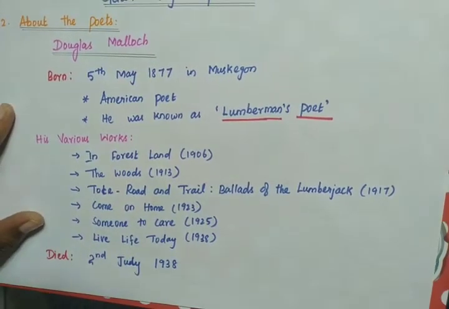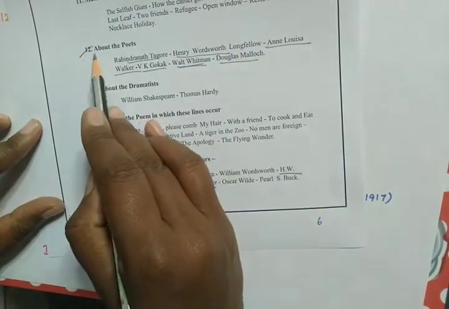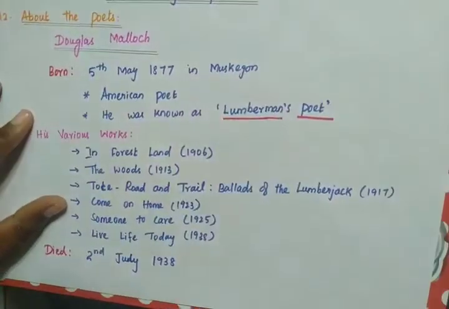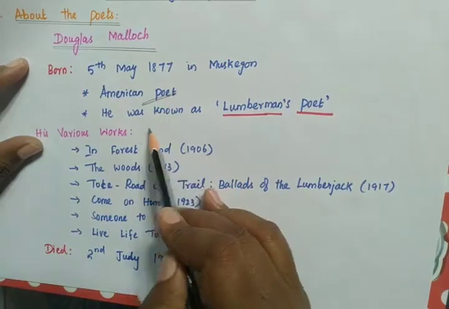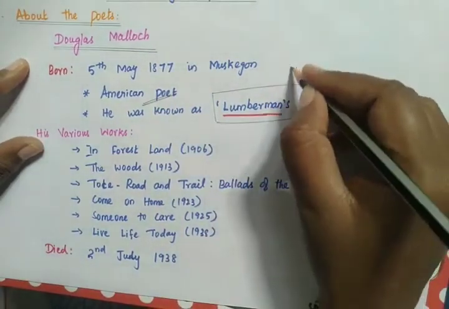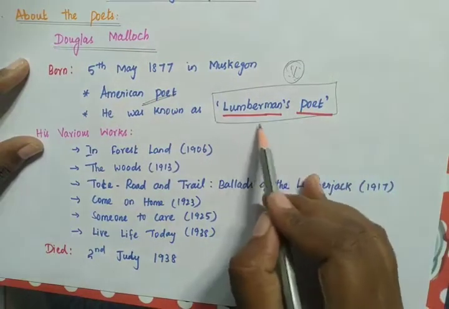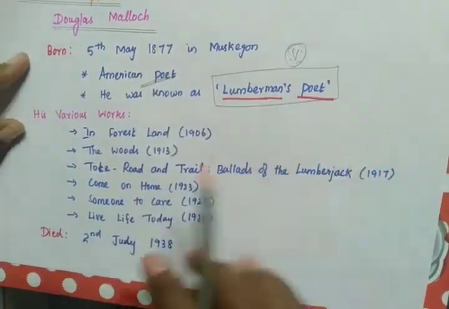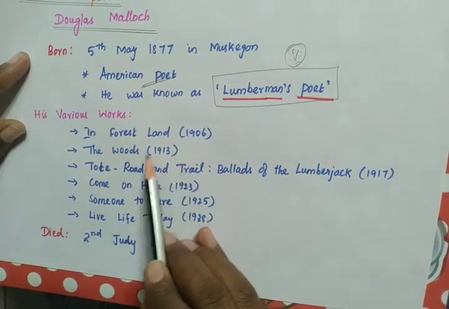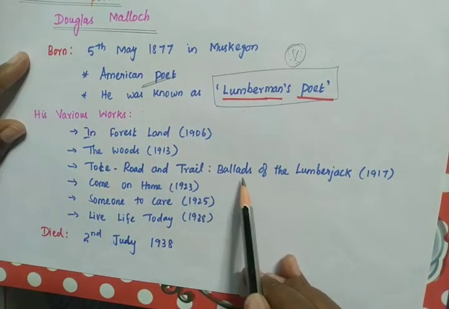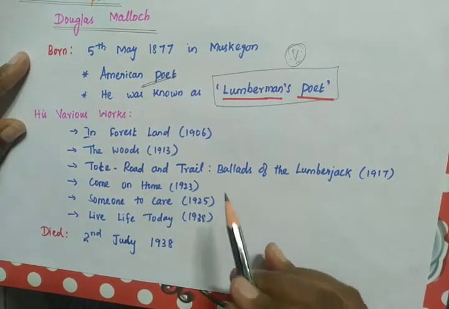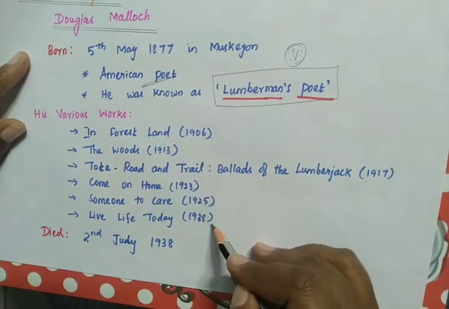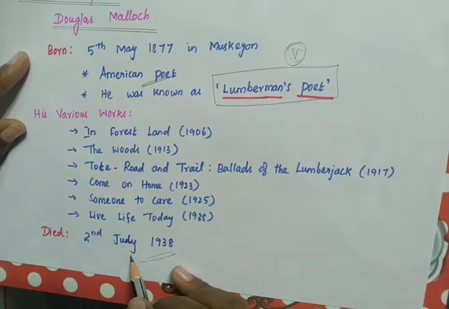Next, let us move on to Douglas Malloch. This is in part C, 12th, about the poets. He was born on 5th May 1877 in Muskegon. He is an American poet. He was well known as the lumberman's poet. This is very important because it is a previously asked question. Who is said to be the lumberman's poet? That is Douglas Malloch. His various works are In Forest Land, The Woods, Tote Road and Trail, Ballads of the Lumberjack, Come on Home, Someone to Care, Live Life Today. These are the years in which these works were published, and he died on 2nd July 1938.